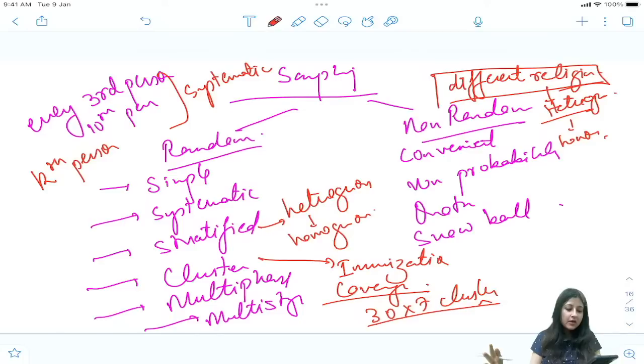Quota is non-random. When you divide into different quotas, within quota when you have to select someone, you will not use randomization. But in stratified, within each strata you will use simple random to select your participants. That's the difference. Quota में जब आप quota बना देते हो तब आप कोई भी randomization technique नहीं use करते हो participants निकालने के लिए. But in stratified random, please remember, within the strata you use simple random. We'll discuss those things in detail in the videos, you can check it out.